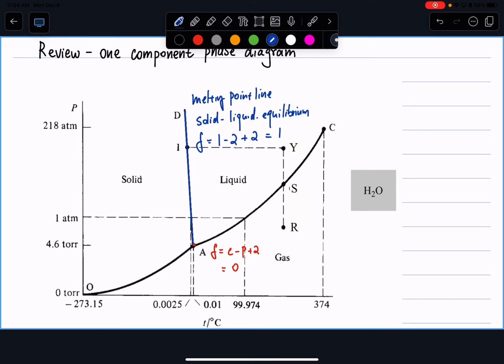All right. And likewise, for example, this line here, the OA line, this one is obviously your gas-solid equilibrium line. So along this line, your gas and solid are in equilibrium with each other. And here your AC line, that's your liquid-gas equilibrium line. There's one more point that's interesting on this curve.